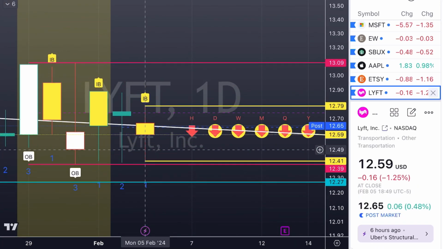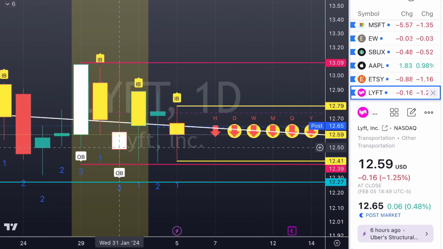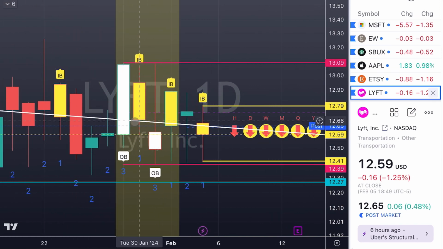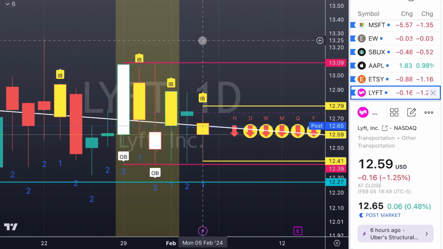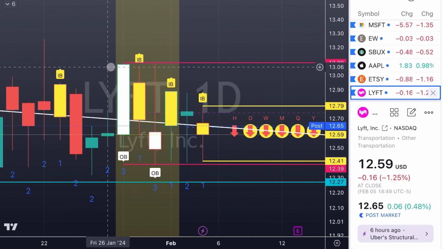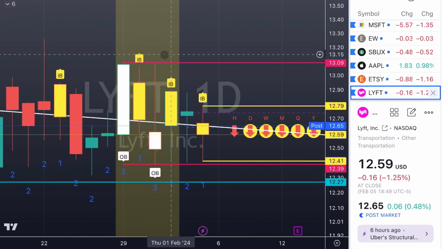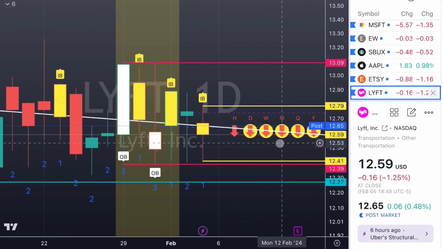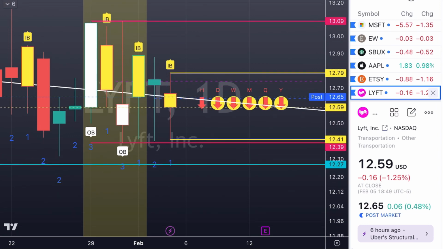Here's Lyft. Lyft has had a ton of inside bars, a lot of consolidation recently, and a lot of broadening formations, highs to lows, back up to highs, back up to lows, okay? High, low, high, back down to the low. We'll see where this one moves. Again, time frame pointing down. We go to the weekly. You see those two pink lines?